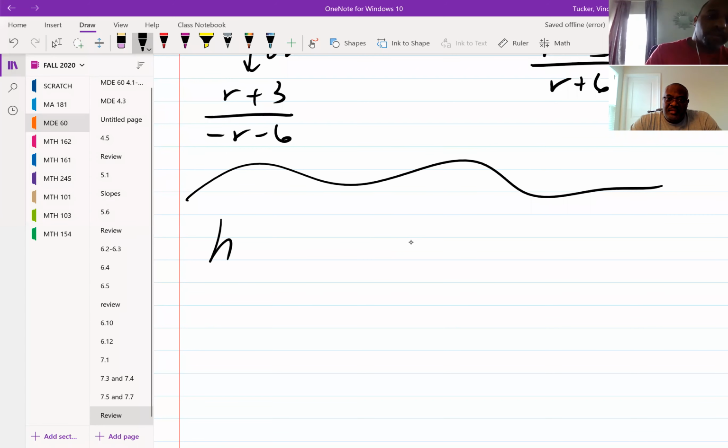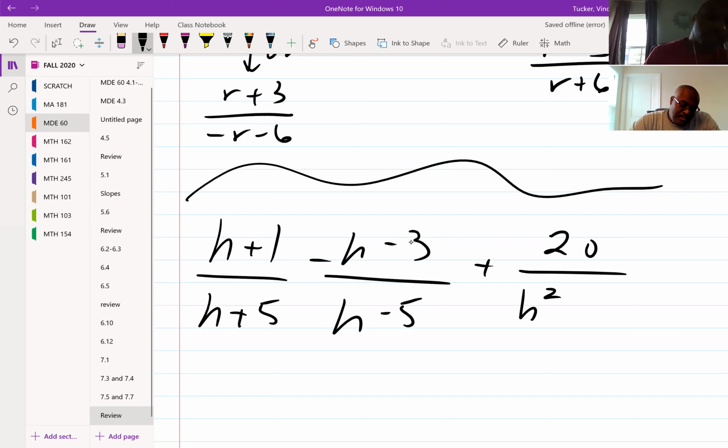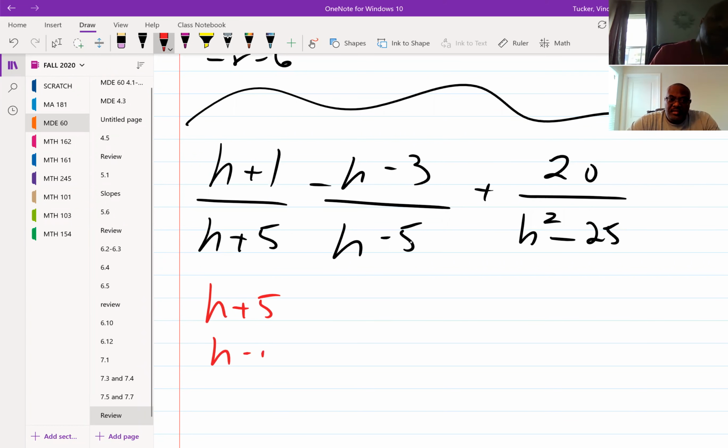All right, so we have h plus 1 over h plus 5, minus h minus 3 over h minus 5, plus 20 over h squared minus 25. In order for us to add these fractions, we need our common denominator. When we look at our denominators, we have h plus 5, h minus 5.